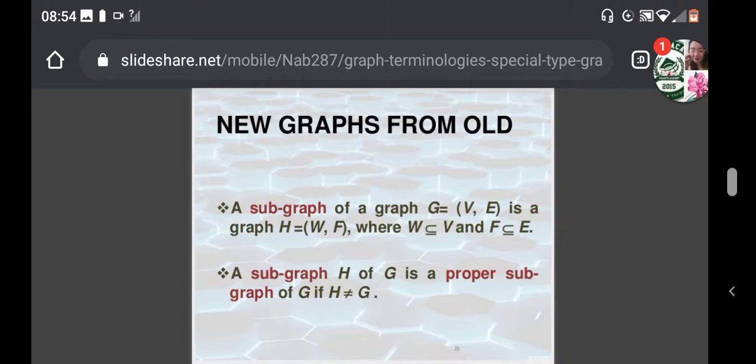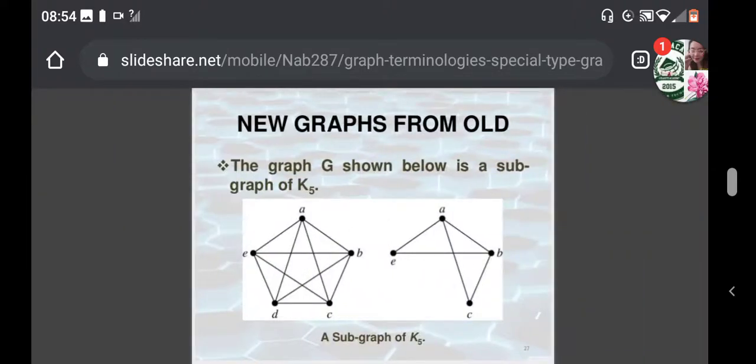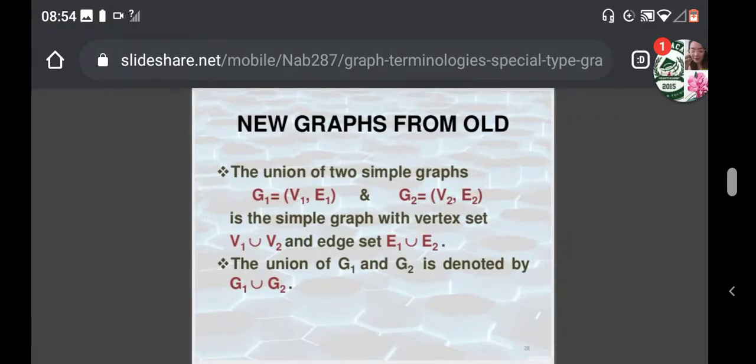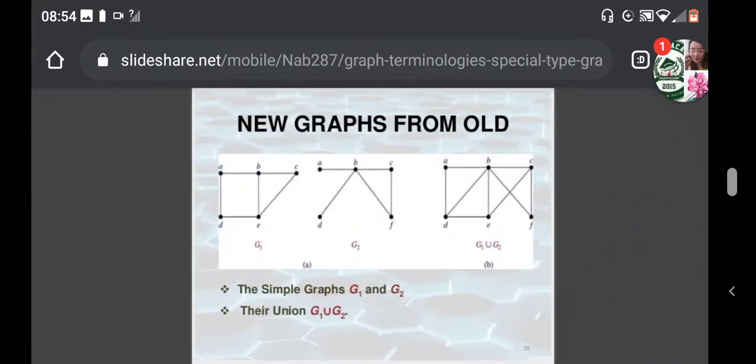For the new graphs from the old, we have the subgraph. Okay, for example, like this. So its shape is somewhat complex, but basically it looks like a parol, right? But it's actually more of a complex figure with a lot of vertices or angles. Then the union of two simple graphs, like this one.